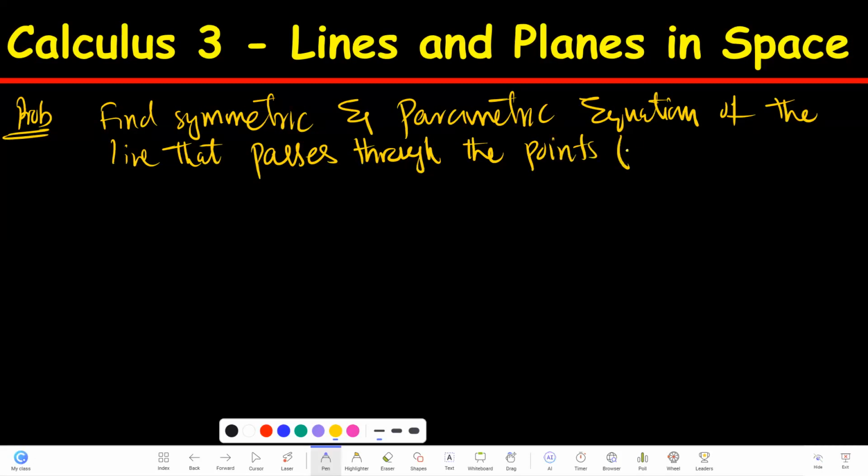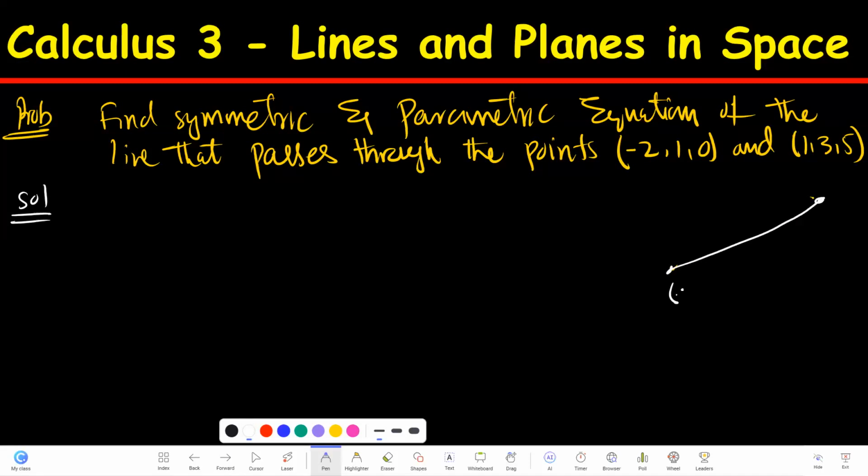This time I have a little bit different scenario. Two points are given. But before we start, you notice one thing: I write symmetric and parametric equation. I cannot find symmetric without parametric, so I have to find the parametric before I do the symmetric. Our points are (-2, 1, 0) and (1, 3, 5).